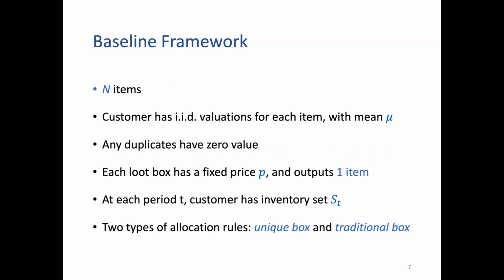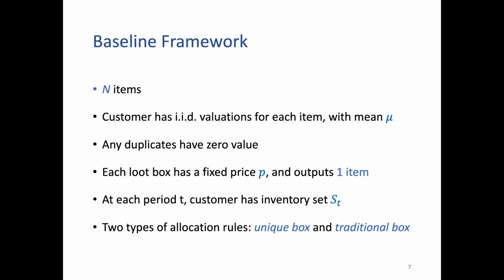In this talk, I'm not going into the technical details, but it's helpful to introduce some notation here. We assume there are in total n items for sale in the game, and the customer has IID valuation for each item, with mean valuation mu. And any duplicate item has 0 value. For example, suppose you have 2 hats in the game which look exactly the same, but at each time you can only wear one of them, so the second copy gives you 0 value. In terms of loot boxes, we assume that each loot box has a fixed price p and only outputs one item. And at each period t, we use S_t to denote the customer's inventory set.